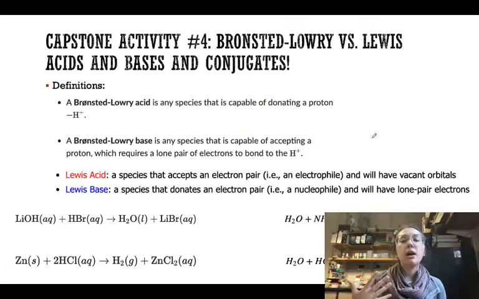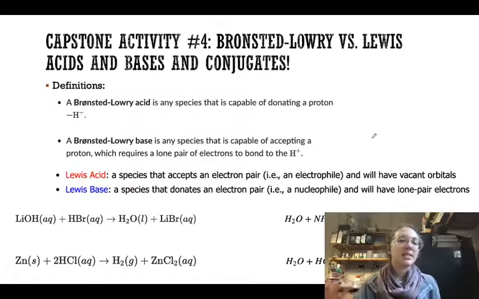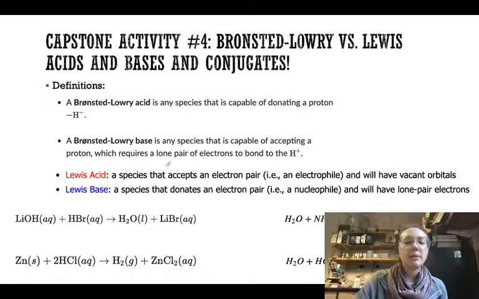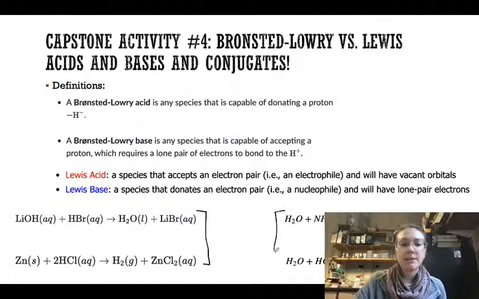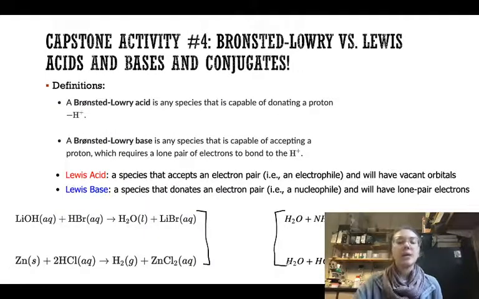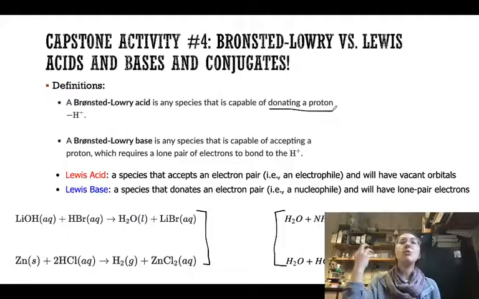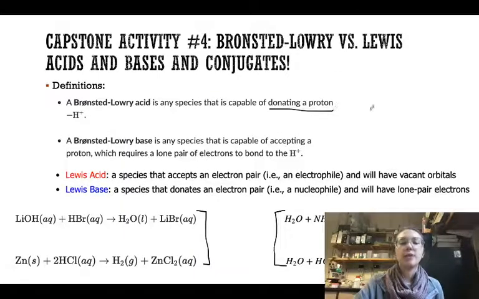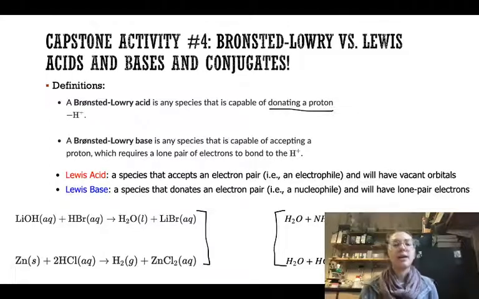Okay, moving on to Bronsted-Lowry versus Lewis acids and bases and conjugates. And so basically what I'm going to go through is these ones are going to be our Lewis acids and bases, and these ones are going to be our Bronsted-Lowry acids. So when we think about a Bronsted-Lowry acid, we always think of donating a proton. Who is going to be giving away a proton? So when I look at one side and compare it to its conjugate on the other side, the conjugate should have one less proton than before.